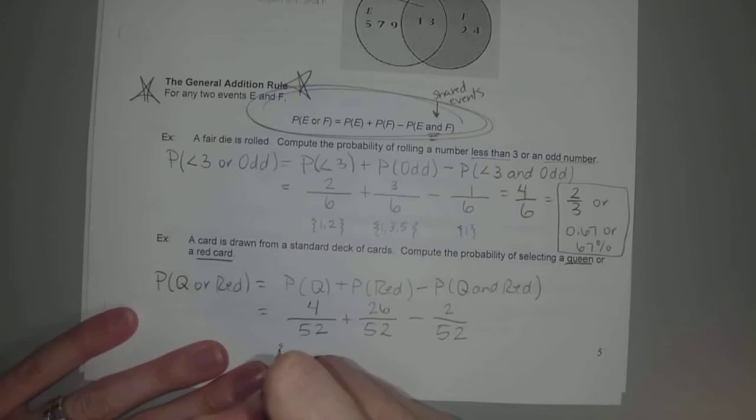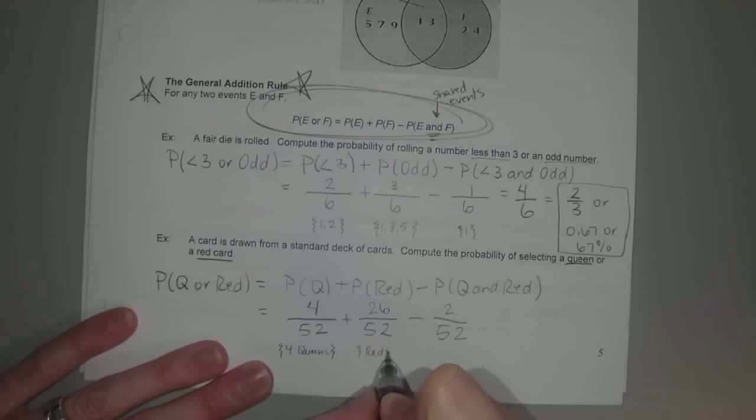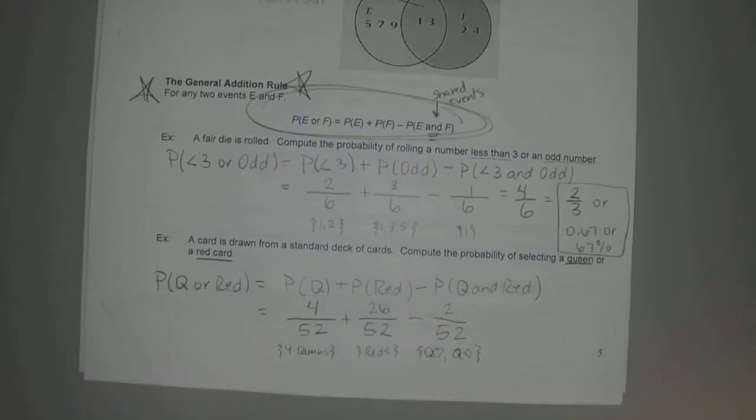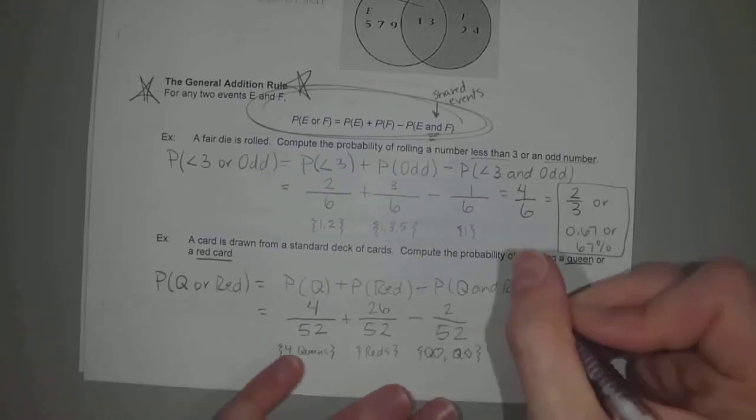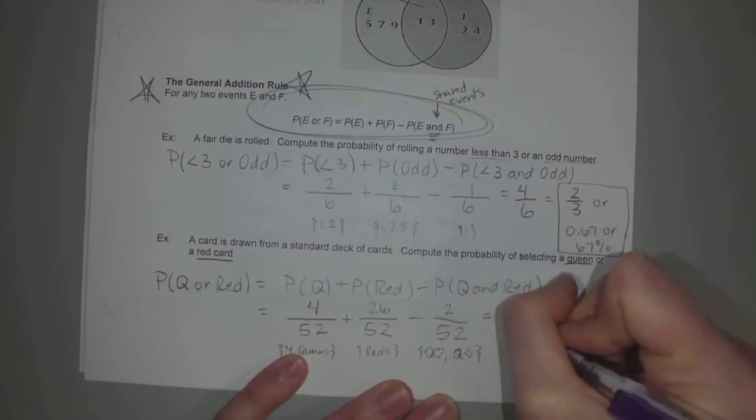So these are just all 4 queens, right? These are 4 queens. These are all the red cards. But this is the queen of hearts and the queen of diamonds, right? So here we counted all 4 queens. The queen of hearts, the queen of diamonds, the queen of spades, the queen of clubs. But here we did all the red cards, 2 through ace in red. But who did we count twice? Well, we counted these 2 queens when we counted the queens, but we counted them here as well because they were red. So how many total cards are we actually happy about choosing?